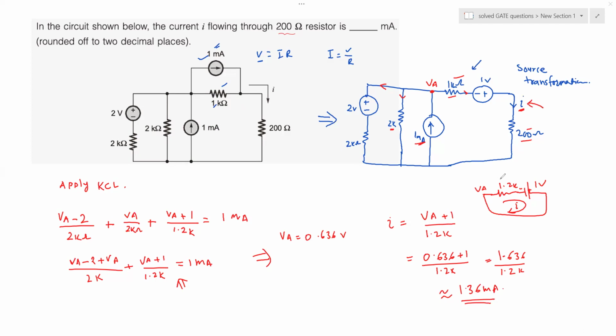Now I ask you to do it as an exercise. Instead of this kind of transformation, I ask you to transform the voltage source in series with a resistance into its equivalent, where I would be volt divided by resistance. So it is 2 volt divided by 2K, which is 1 milliampere, in parallel with the 2 kilo ohm resistance. Transform that and then solve, and let me know in the comments whether the value of current is the same.